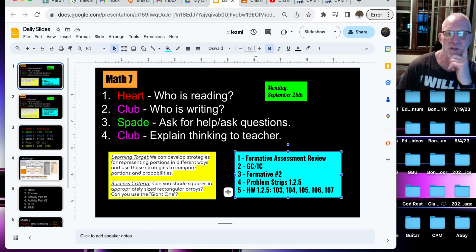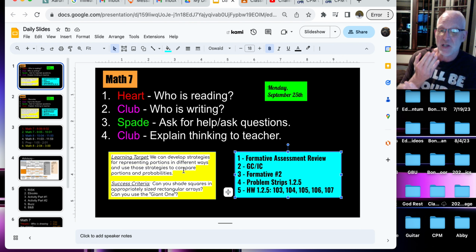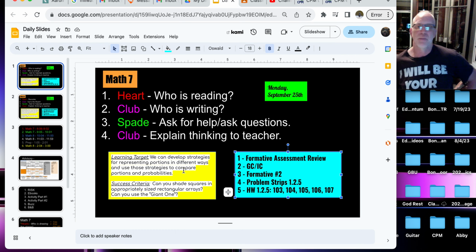To recap, what did we do today? We wanted different strategies for representing proportions in different ways, and we wanted to compare portions and probabilities. We wanted to find out, can you color squares in rectangle arrays to get to percents, and can you use the giant 1? Sound good? That's what's going on today on Monday.